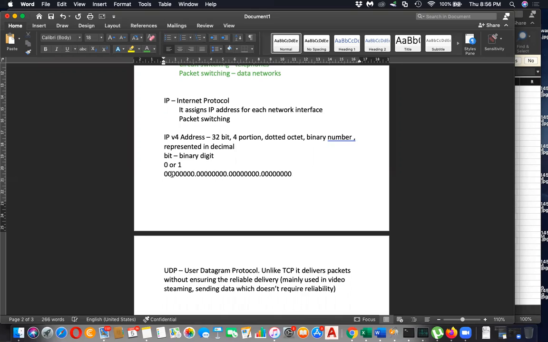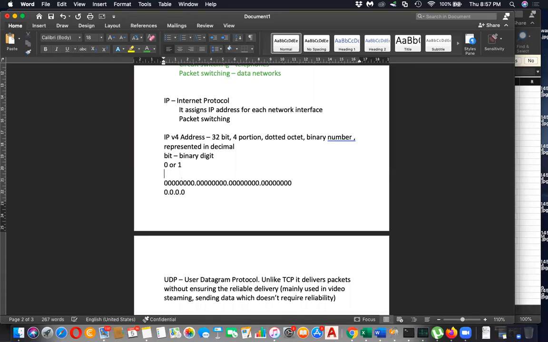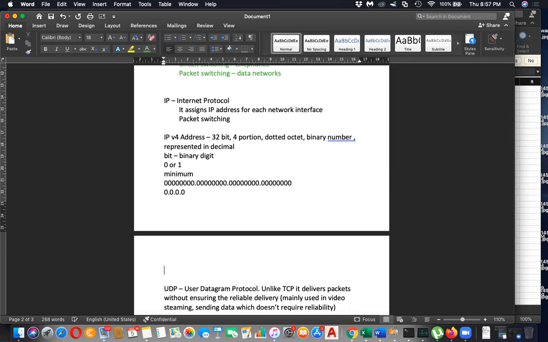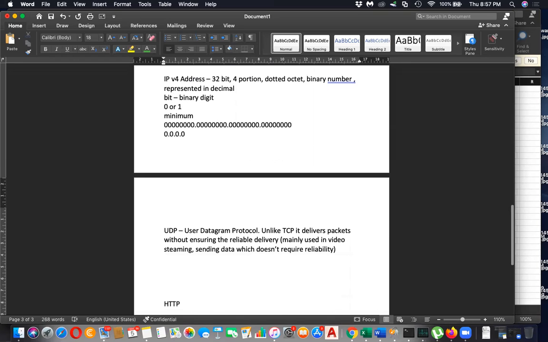What is 8 zeros in decimal? 8 zeros in decimal is 0, no value. Here also no value. So the minimum IP address is 0.0.0.0. Let me go to the maximum.